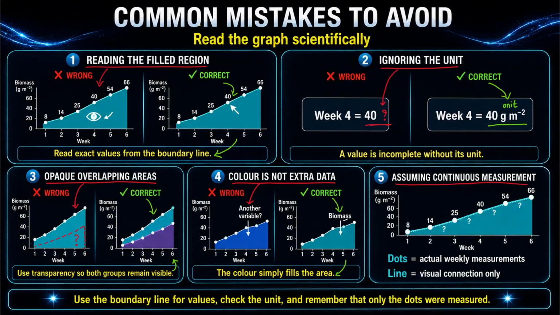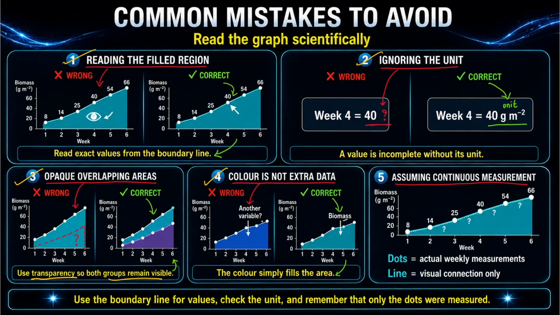Now let's understand 5 common mistakes while reading an area chart. First, do not read exact values from the filled region. Read them from the boundary line. Second, never ignore the units. Instead of saying week 4 equals 40, say 40 grams per square meter. Third, opaque overlapping areas may hide one group, so use transparency to keep both visible. Fourth, do not assume the color represents another variable.